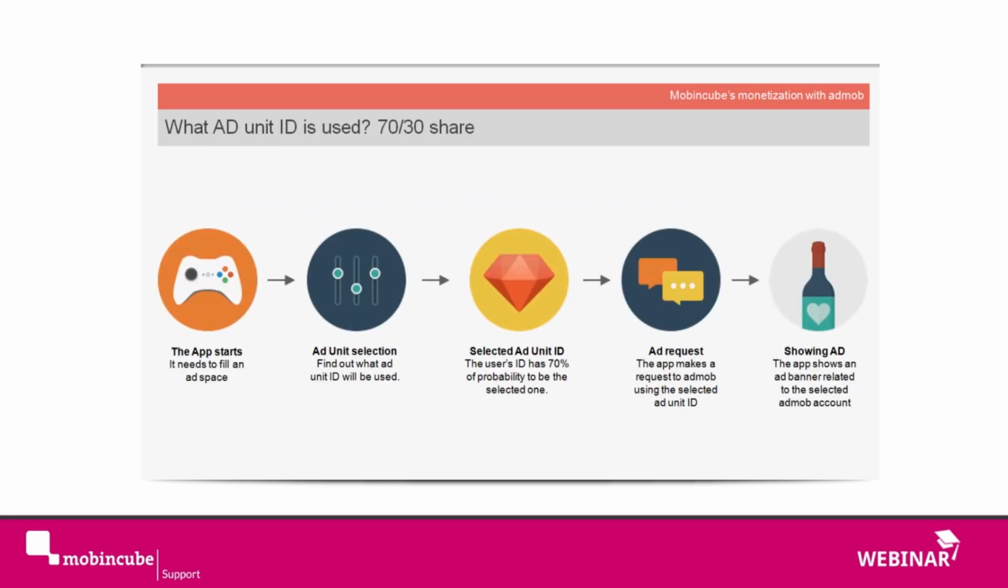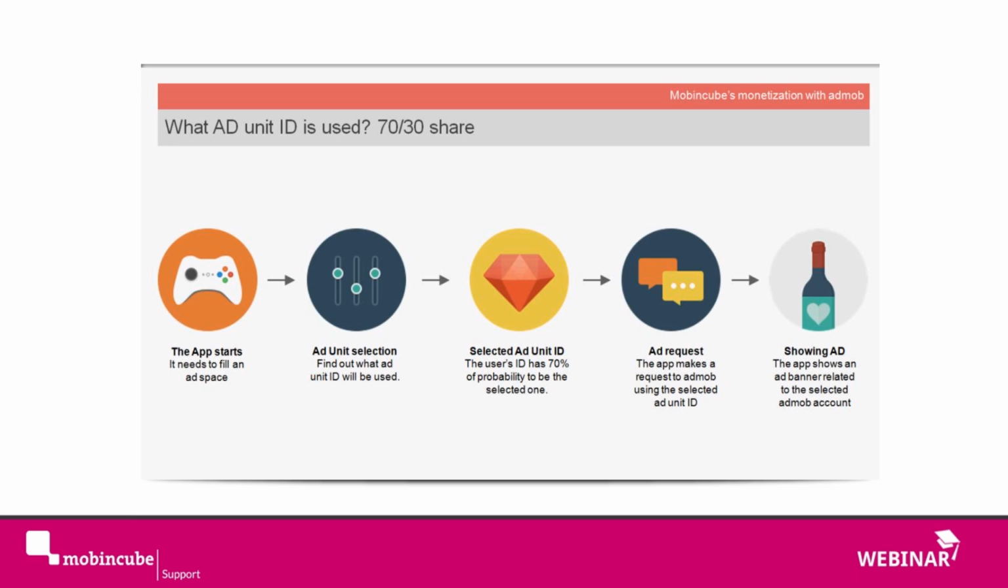What happens? The app has two codes, and what happens when your app is open? The app starts, and then there's like a lottery. 70% of the times when the app needs an ad from AdMob, we take your ad code, so we do a request to AdMob with your code. And 30% of the times that the app needs an advertisement, the app uses our code.